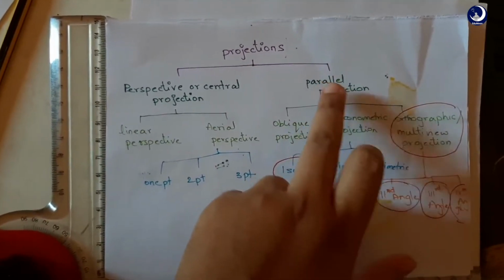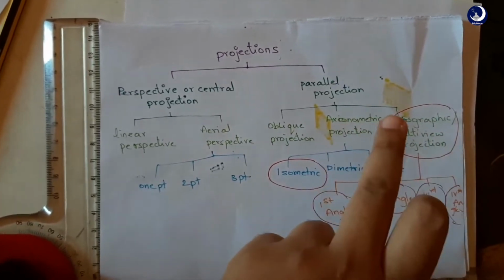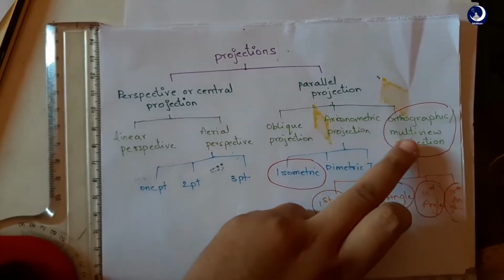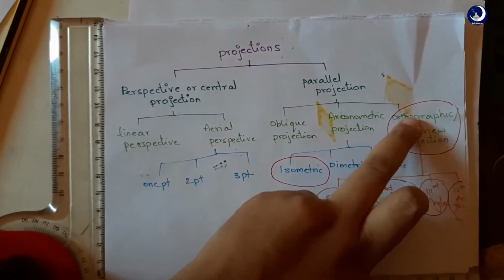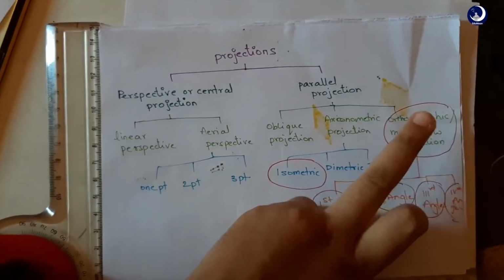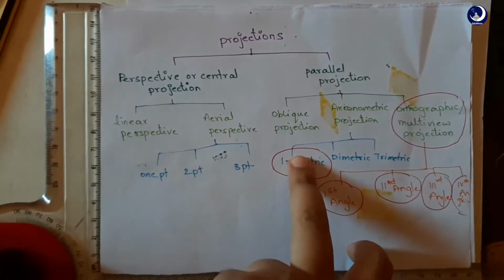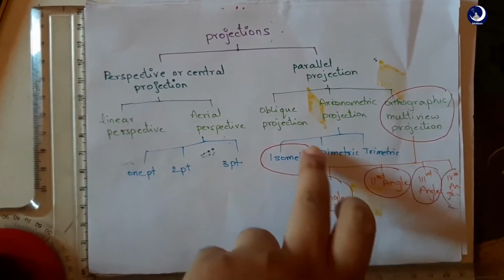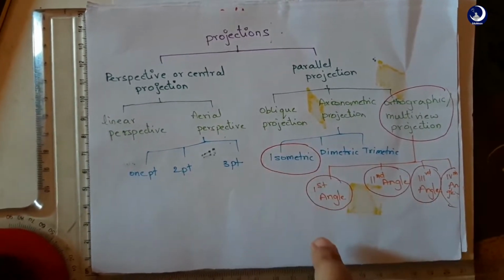That means here the projectors will be parallel, but the planes are not inclined at 90 degrees. In orthographic, HP and VP are at 90 degrees to each other. So here we will see what it is: isometric, diametric and trimetric. We are going to study isometric projection.